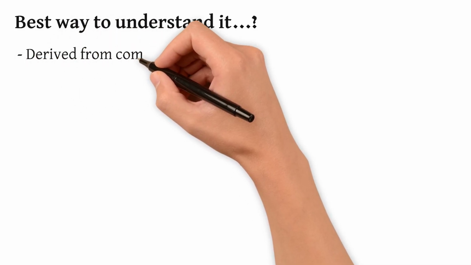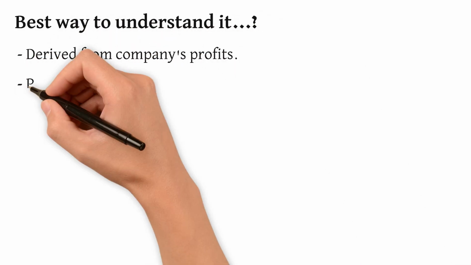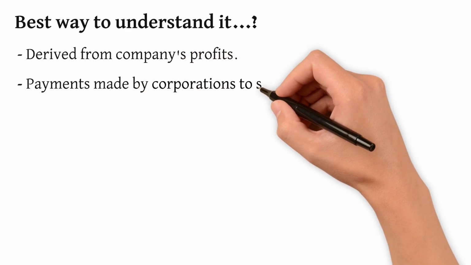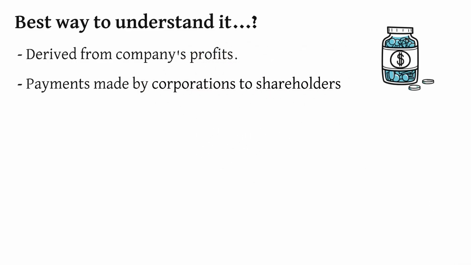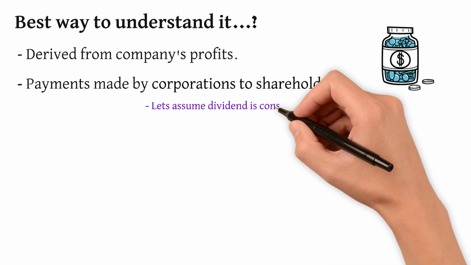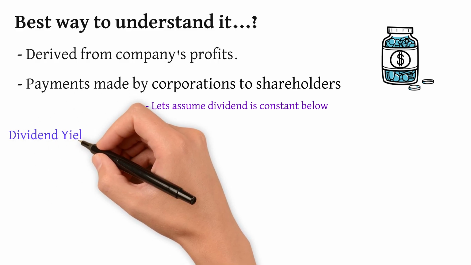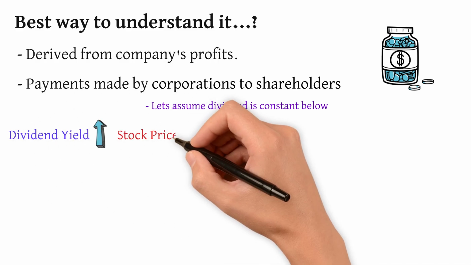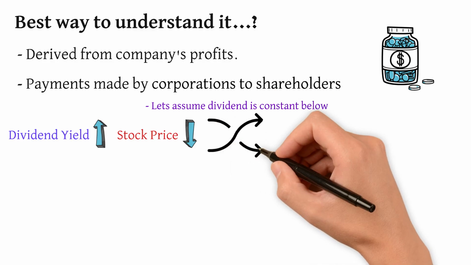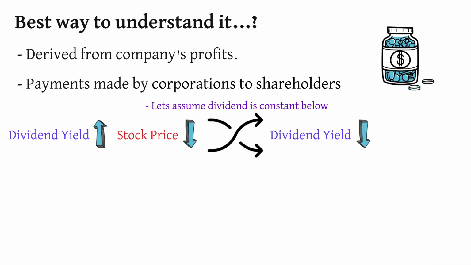Dividends are derived from the company's profits and are payments made by corporations to shareholders. Let's assume the dividend is not raised or lowered. The dividend yield will rise when the stock price falls. Conversely, it will fall when the stock price rises.